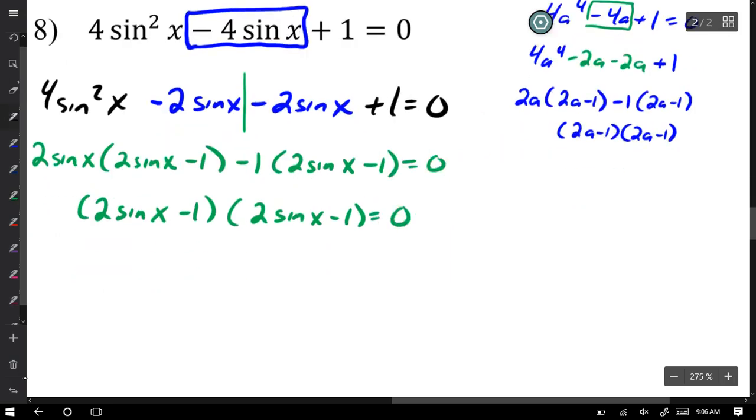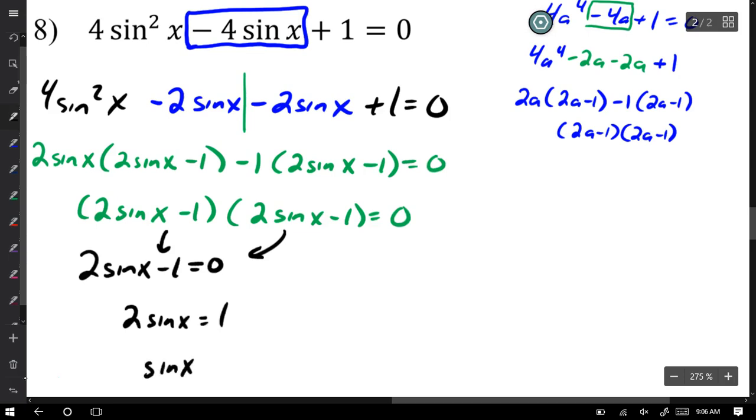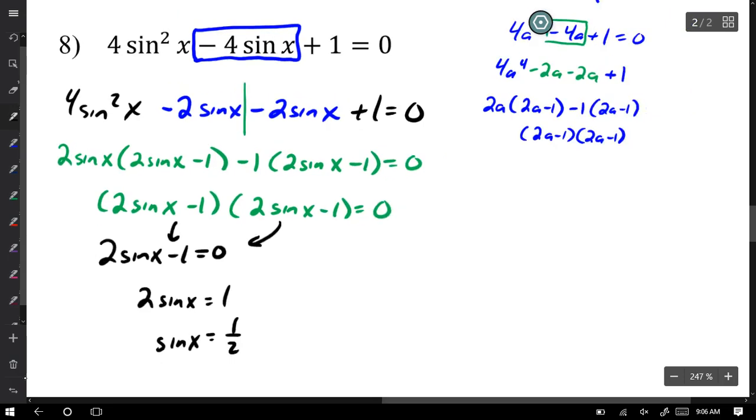So I get 2 sine of x minus 1 equals 0. And they're both going to be that, so I'm just going to deal with it one time. So I would add 1, and I would divide by 2. So sine of x equals 1/2.